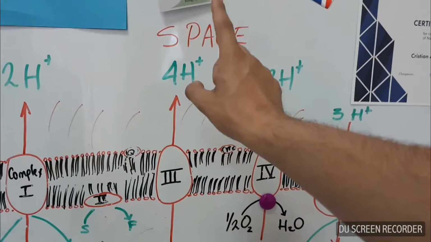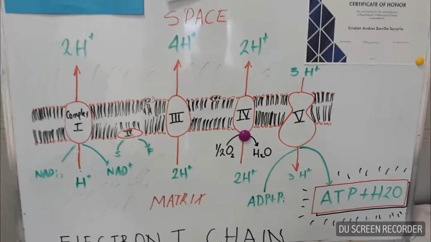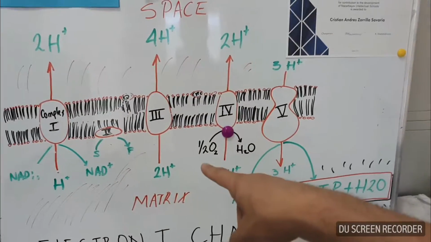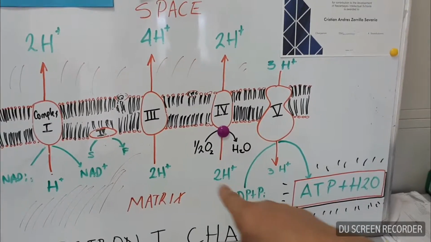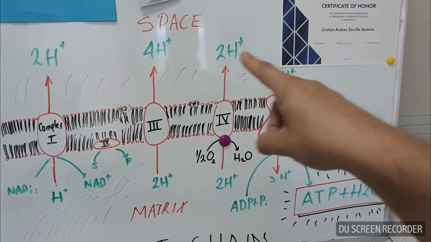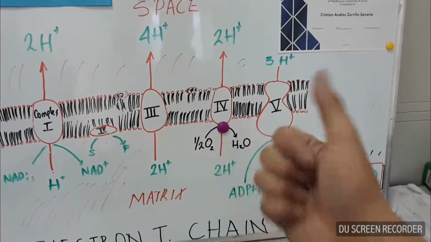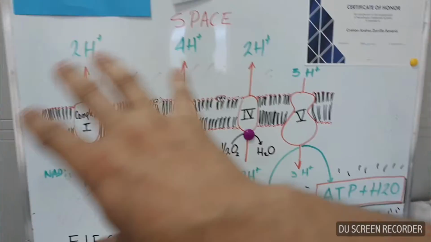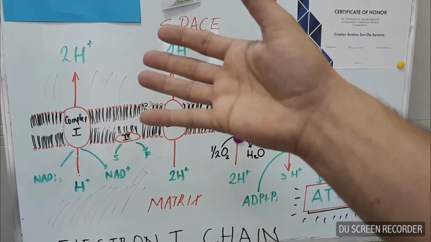Now, I have 2 hydrogen protons here, plus 4 hydrogen protons here, plus 2 here. I have total 8. How many do I have inside the matrix? None, because all of these already left. Remember? All of these already left. So my potential is out there. What I'm creating is a gradient. Very good. So we're creating a gradient, a proton gradient, a proton pump, if you will, outside.